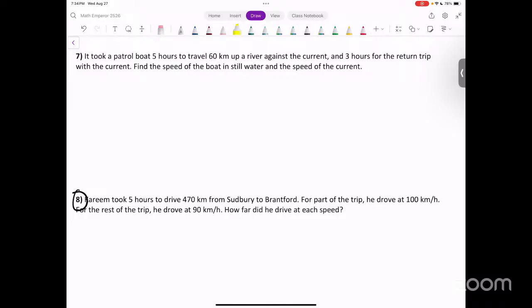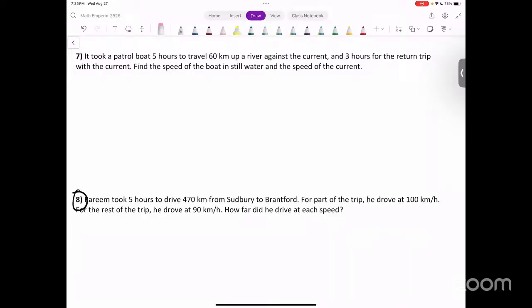Anyone have an answer? Akshara, Varvin, Basha, Vishali, Taban. I have an answer, but I don't know if it's right. Okay, who has the answer? Akshara. Okay, what do you have? I have 200 kilometers at 100 kilometers per hour and 270 kilometers at 90 kilometers per hour.